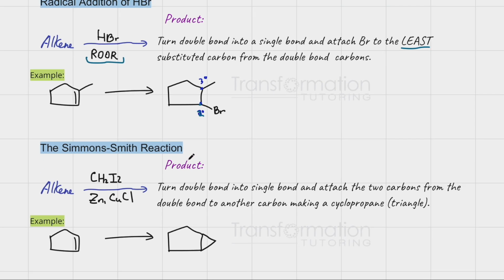And let's go ahead and go over the last reaction, which is the Simmons-Smith reaction. We start with an alkene and the reagent is CH2I2, zinc with CuCl. And here what we have to do is turn the double bond into a single bond. And we will attach the two carbons from the double bond to another carbon, making a cyclopropane, basically a triangle. And that's the product of the Simmons-Smith reaction.